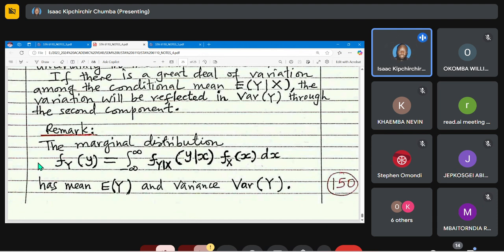And you can now see that this marginal of Y we can actually get by integrating out the joint over X. And the joint is the conditional of Y given X times the marginal of X. If you integrate that over X, you get the marginal of Y. So these two properties are relating the statistical properties of the marginal of Y and the conditional of Y given X.